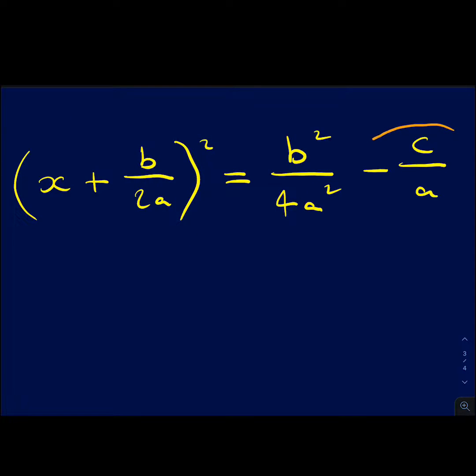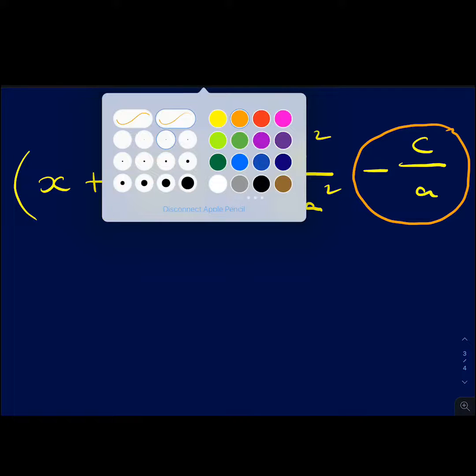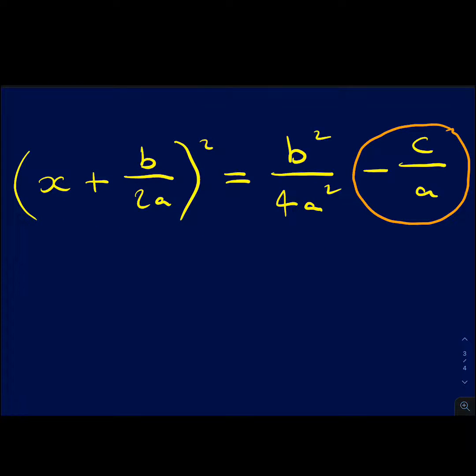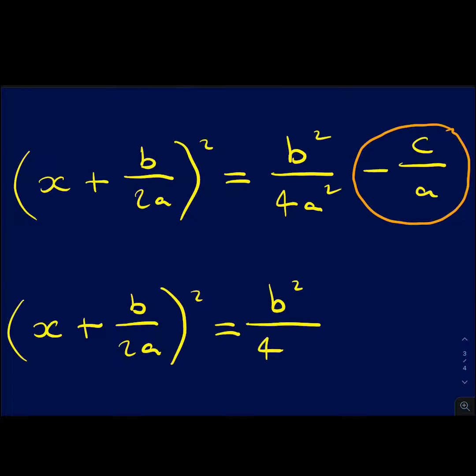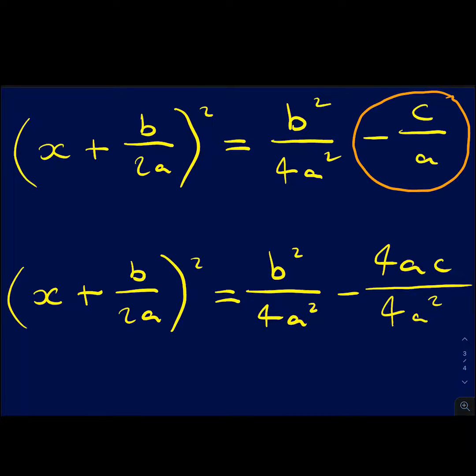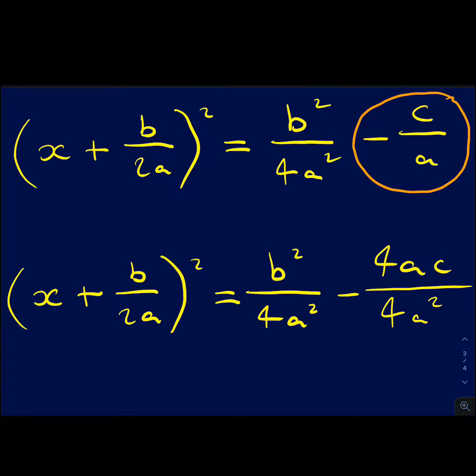Now we want to make this fraction here, which I'm circling in orange, have the same denominator as the fraction beside it, so that we can combine them. So the left hand side is as before, x plus b over 2a squared, but that's equal to b squared over 4a squared. And making the denominator the same, the right hand side is now b squared over 4a squared minus 4ac over 4a squared. So I've just timesed it by 4a on the top and the bottom.